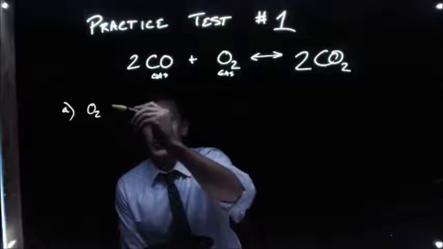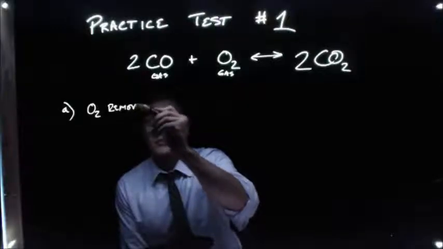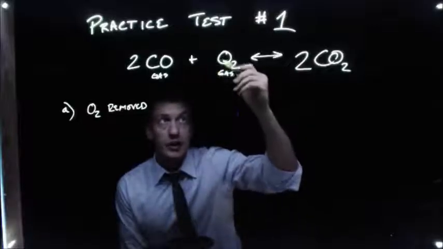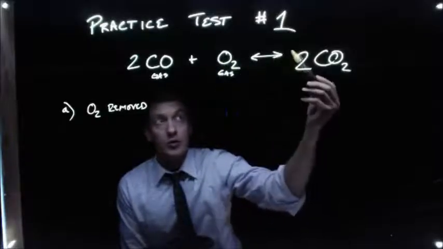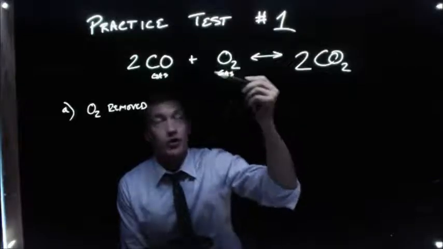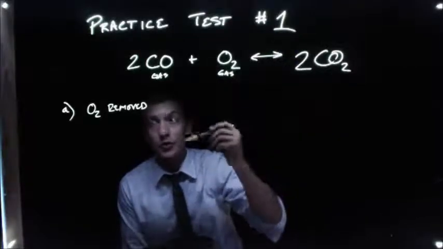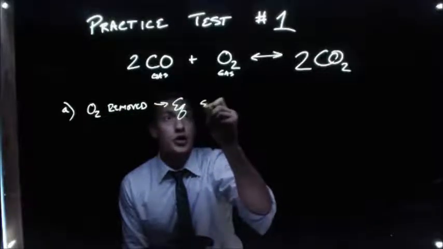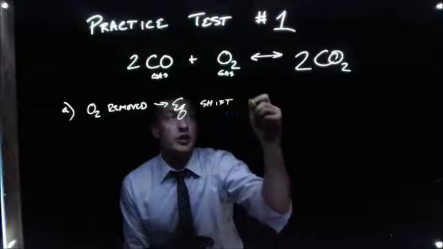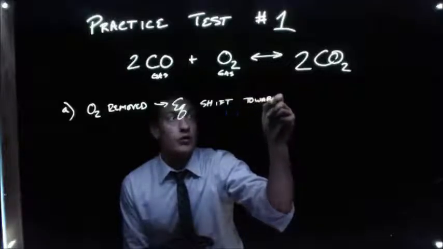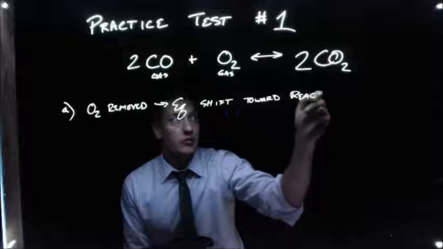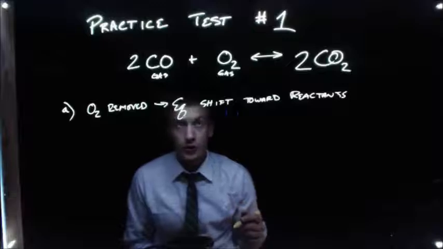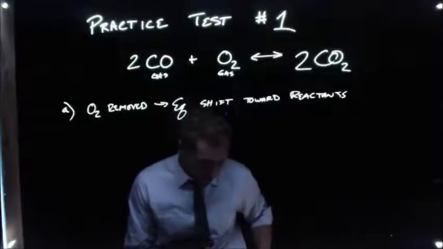So if O2 is removed, that's like a balancing act between the products and the reactants. So if we take away the O2, this equilibrium is going to shift towards that O2. It's going to try and replace the oxygen that was removed. And so if we remove oxygen, then the equilibrium will shift to replace the oxygen, and that's toward the reactants, or what you might call to the left. So O2 is removed, it's going to shift towards the reactants.